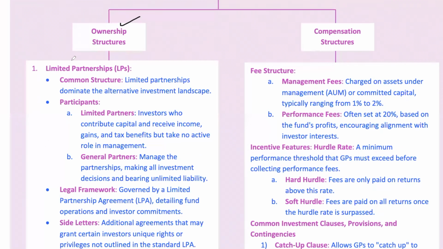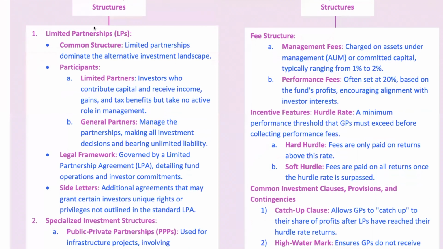The most common ownership structure you'll run into in the alt space is the limited partnership, often just called an LP. In this setup, the investors are called limited partners. They're the ones providing the capital, but they don't get involved in day-to-day decisions. They're basically the quiet backers of the fund. Then you've got the general partner, or GP. This is the person or firm calling the shots, managing the money, sourcing the deals, negotiating terms, and hopefully generating those sweet, sweet returns. So for example, if you invest in a KKR private equity fund, you'd be the LP and KKR would be the GP.